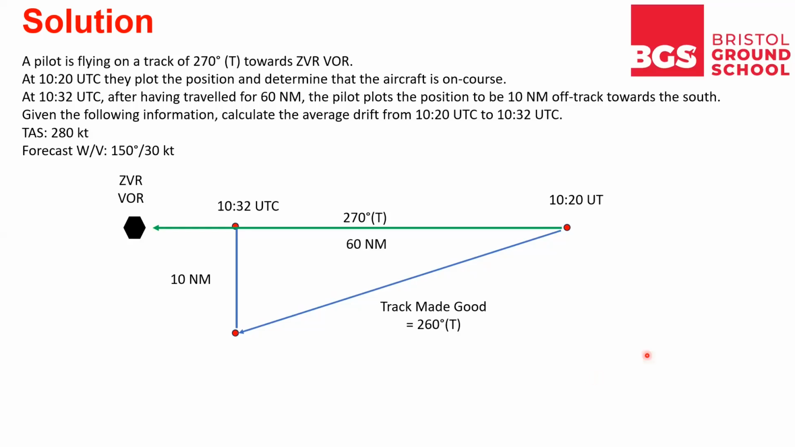Now, the 1 in 60 rule says that if you are 1 nautical mile off track after 60 nautical miles, then the track error angle is 1 degree. So in this case, we are 10 nautical miles off track after 60 nautical miles, and therefore the track error angle is 10 degrees to the left. So that is the track error angle. However, that is not the drift.